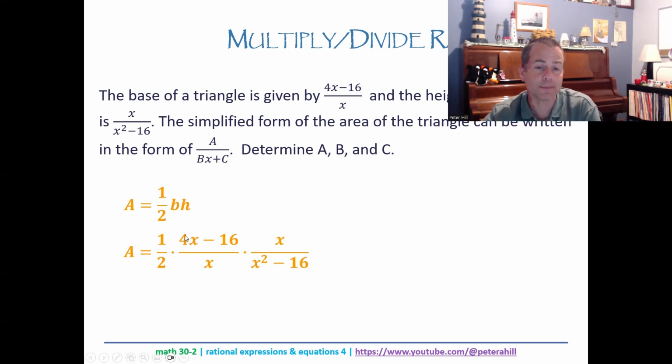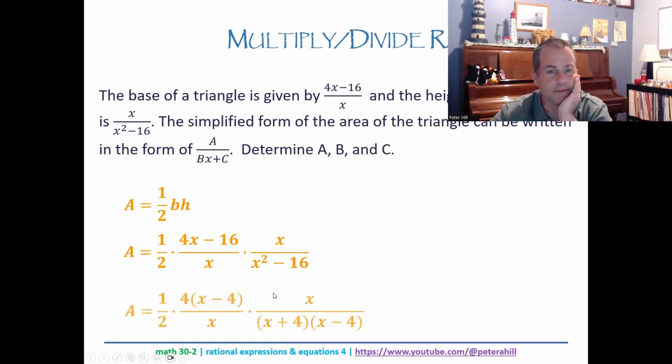So the 4x minus 16 right here, I can take out a 4, and that would leave me with x minus 4. On the bottom here, this x squared minus 16, that's a difference of squares. So that's going to give me x plus 4 and x minus 4. Okay.